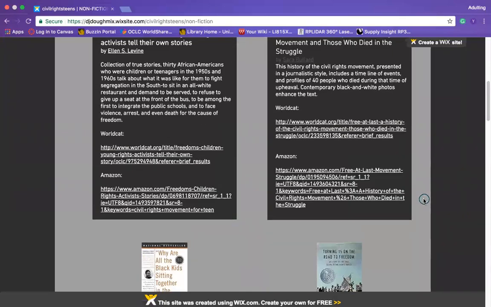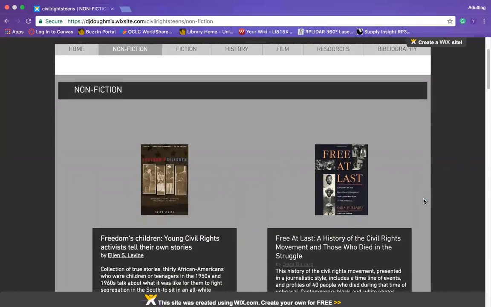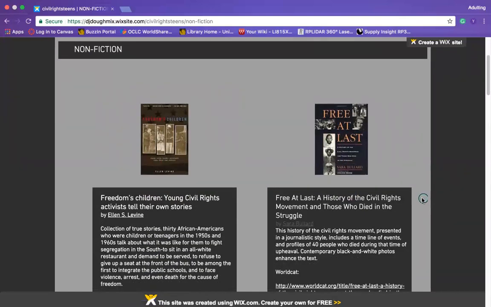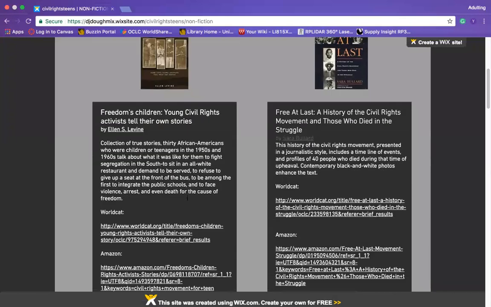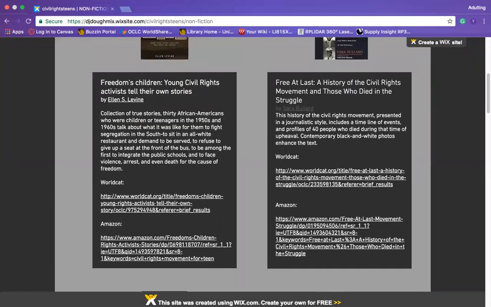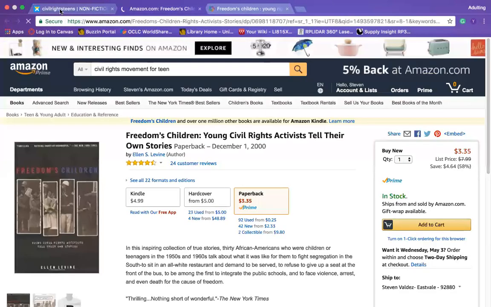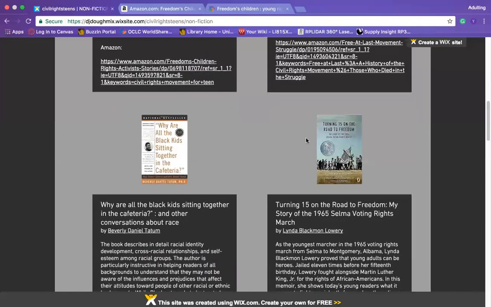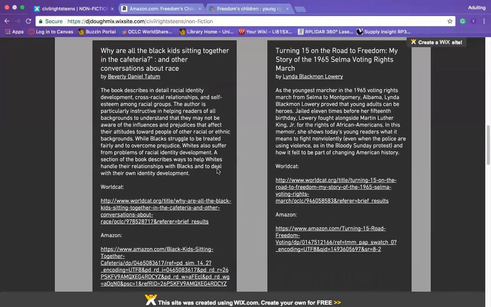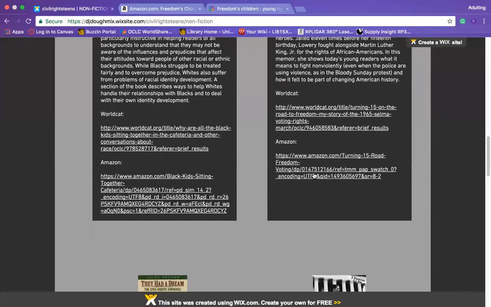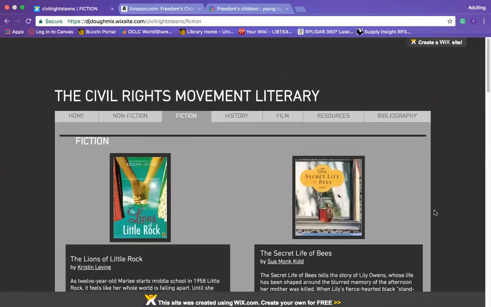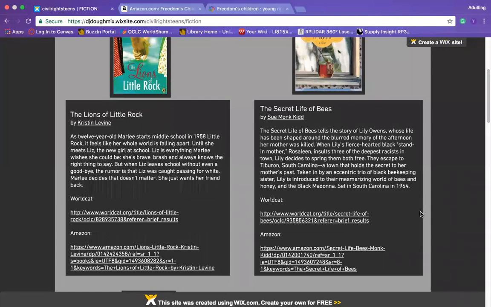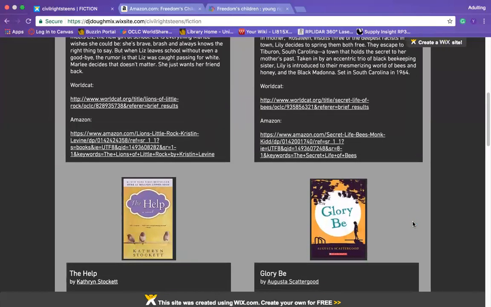Here in the nonfiction section, we have some of the more popular pieces that are available, with brief descriptions, titles and authors, and quick links to things like WorldCat and also Amazon for particular items, if students would like to try to find something within their local library, or if they're accessing this website outside of the library.